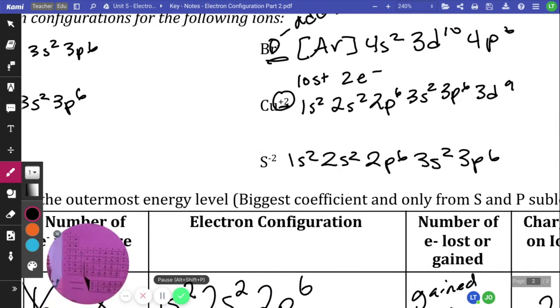The last practice problem you had was for sulfur. In sulfur, we have -2, so that means we've gained 2 electrons. Sulfur normally has 16, but because it's gained 2, it's going to have 18. So we're going to write our configuration for argon. I got 1s2, 2s2, 2p6, 3s2, 3p6. All right, that's ions.